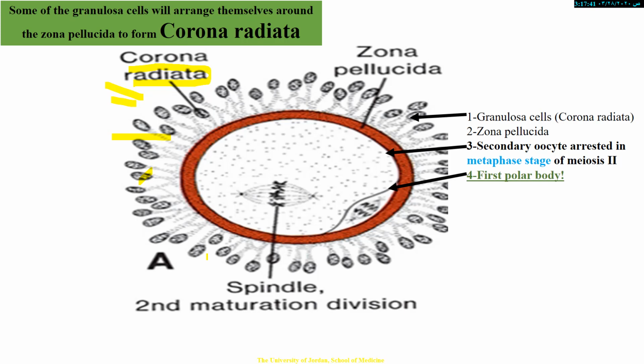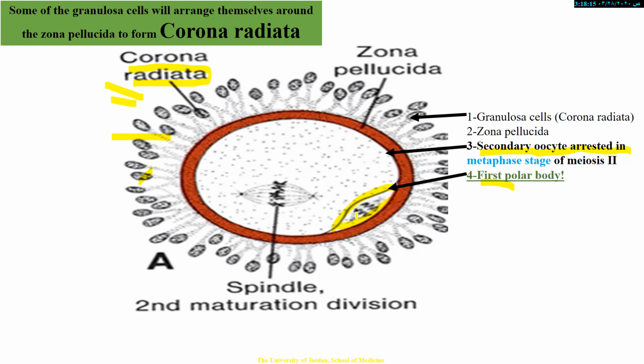It is the cumulus oophorus, but from now on it's not just the cumulus oophorus, it is the secondary oocyte arrested in metaphase of meiosis II, plus its first polar body. Look, where is the first polar body? And that's why we call it polar body. It is like the earth and the moon. The moon is swimming around the earth, and this is exactly a good similarity here.